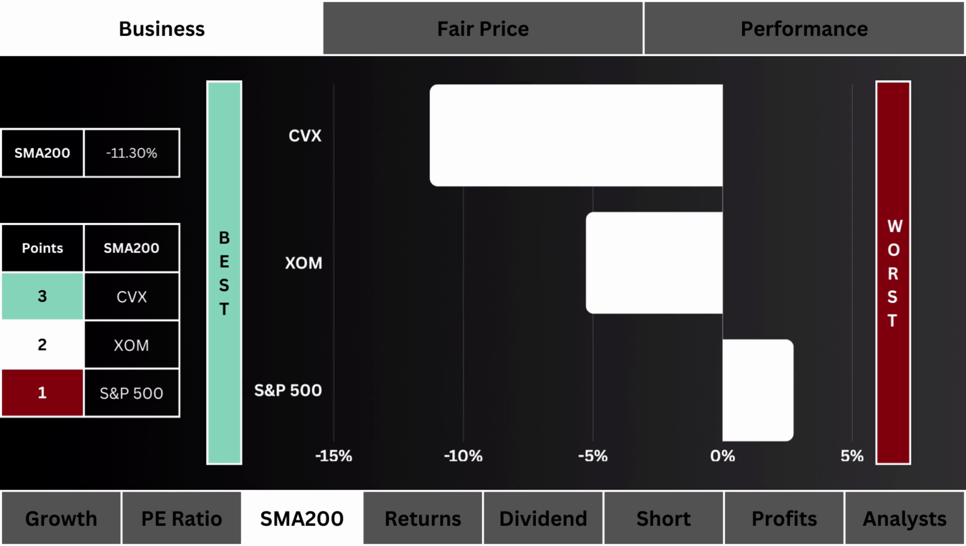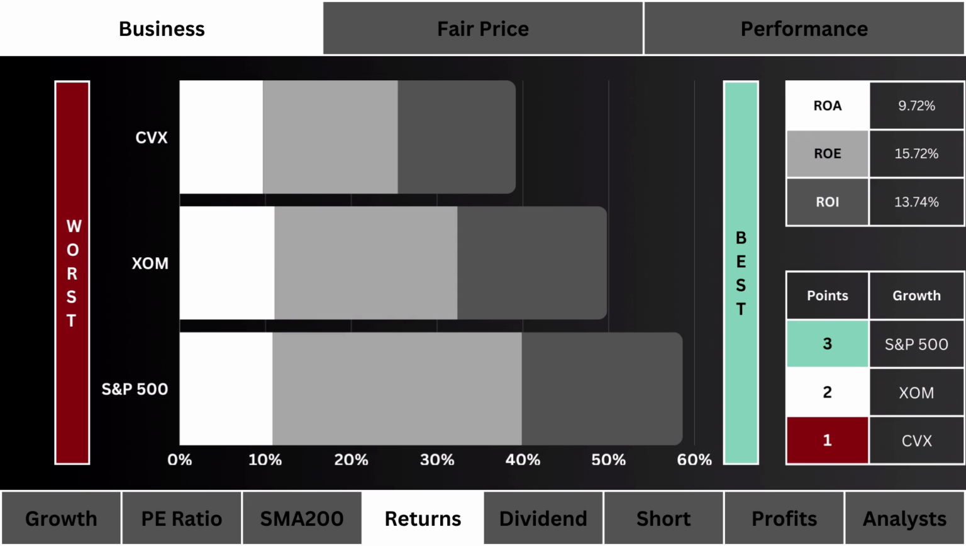For the 200-day moving average, what you see here is the stock that is trading lower than its 200-day moving average the most. We want to figure out which stock is furthest below what it has been normally trading at. This is a sign of good value.